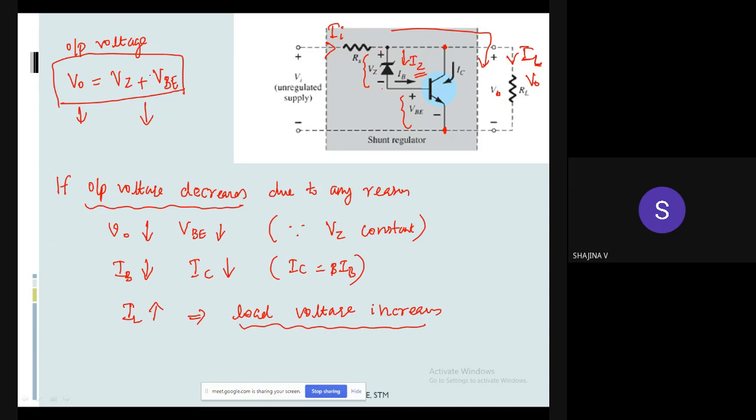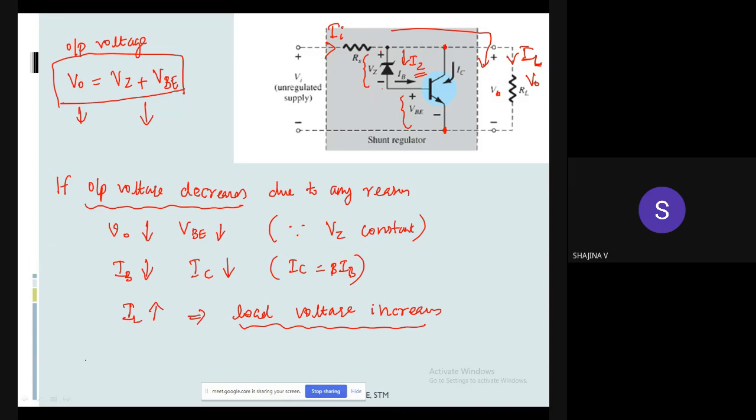Output voltage decreases means Vz plus VBE decreases. As a result, our IB decreases. Sorry, Vz plus VBE decreases means only VBE decreases since Vz is constant. So VBE decreases means IB decreases, IC decreases. IC decreases means more current will be passed through the load IL. That is, load current increases. Accordingly, our load voltage also increases. That is how the initial reduction in output voltage is compensated.